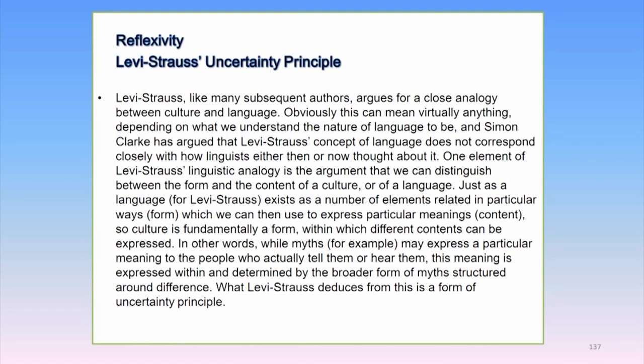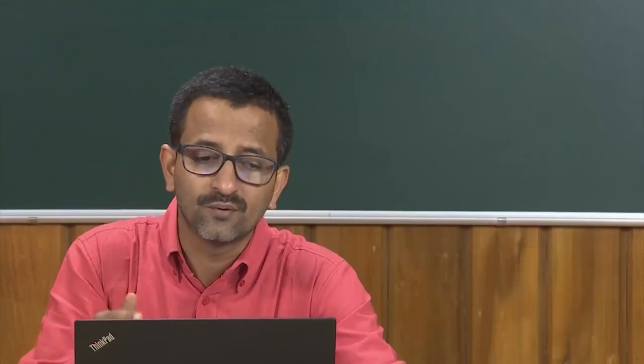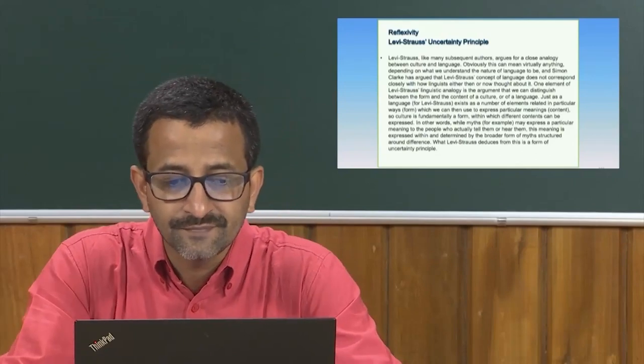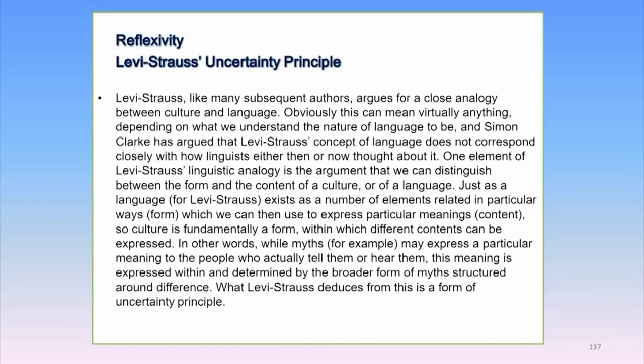Now I try to go back a little to foreground the problematic of the analogy between culture and language. Obviously, this can imply virtually anything. If I have to discuss Levi-Strauss's argument for a close analogy between culture and language, it may mean virtually anything, depending on what we understand the nature of language to be. And Simon Clark has argued that Levi-Strauss's concept of language does not correspond closely with how linguists either then or now thought about it.